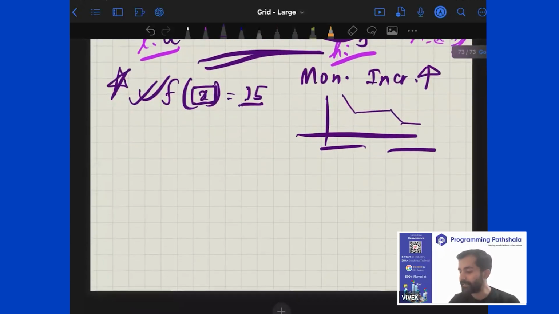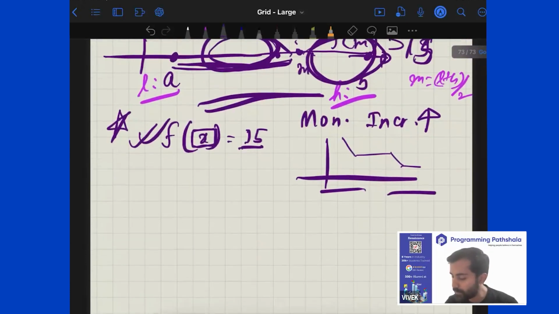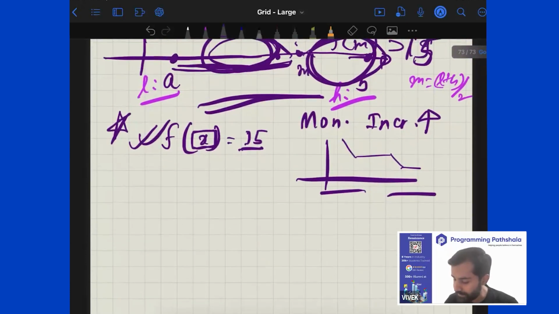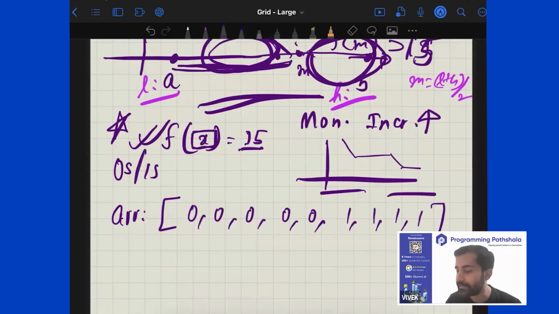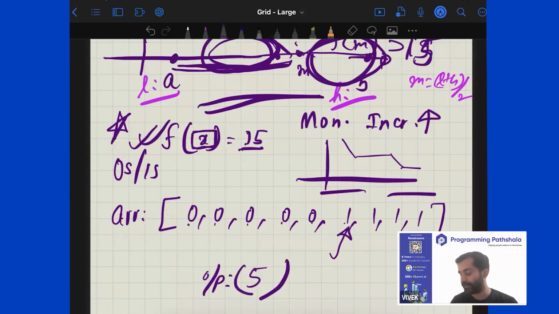Okay. See, guys, I'll tell you one thing. You must have seen a lot of problems where it is said that, hey, you have an array which consists of zeros and ones. So initially you have zeros and then you have some ones. And what you have to find is the index of the first one. Find me the index of the first one. What will be the output in this case? 0, 1, 2, 3, 4, 5. The index of the first one is 5. So my output should be 5.